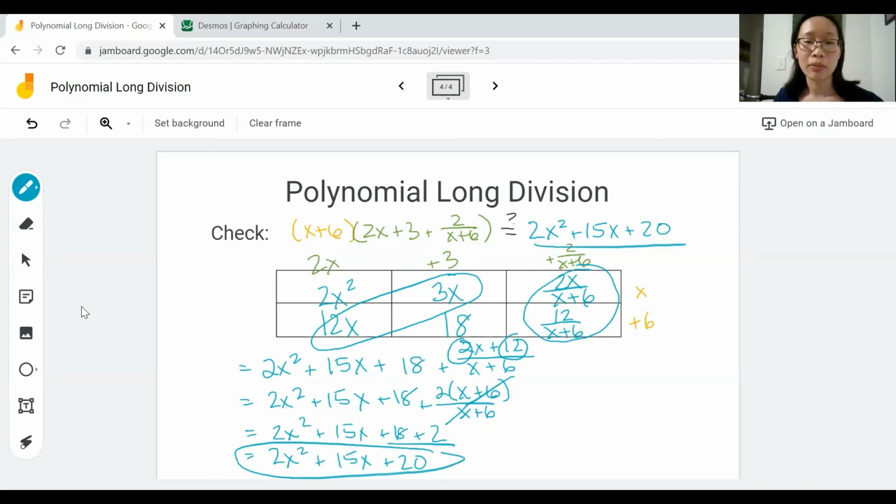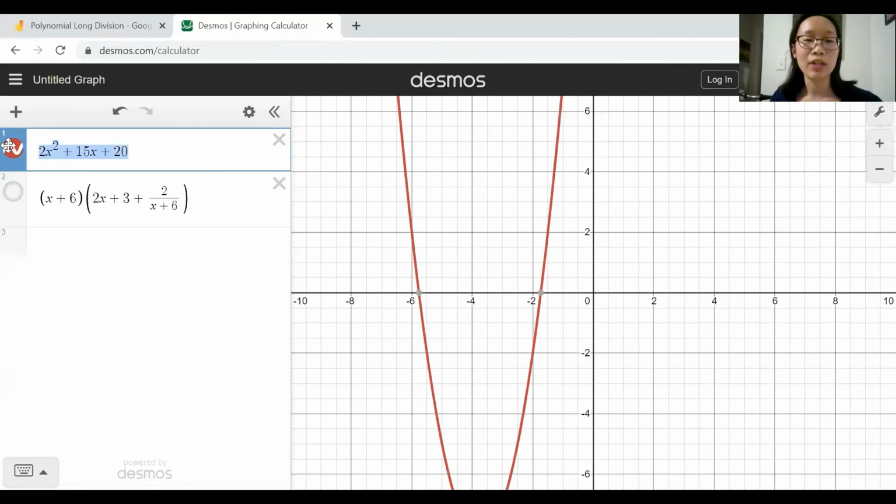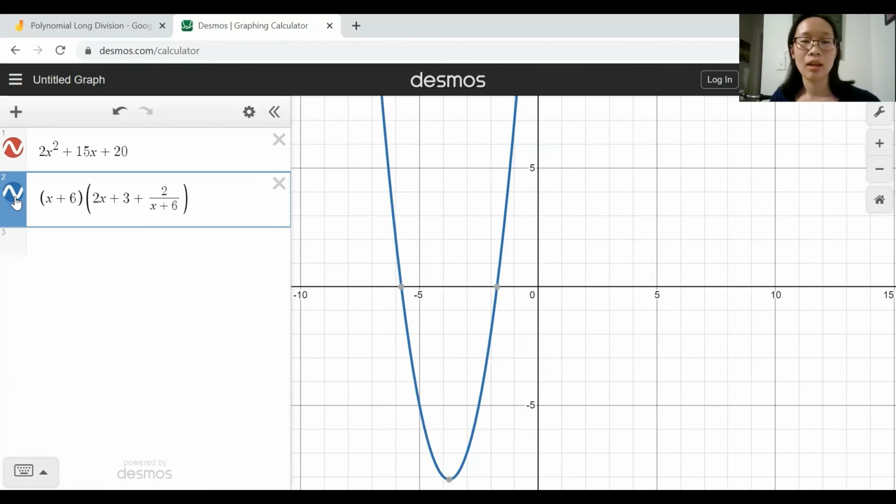If you're not comfortable with multiplying this out, you can also graph the left side and the right side and see if they match. In Desmos, I've graphed my dividend as my red one, and my divisor times my quotient and remainder as my blue graph. As I toggle my blue graph on and off, I can see that it is exactly on top of my red one, so that means I've divided correctly.